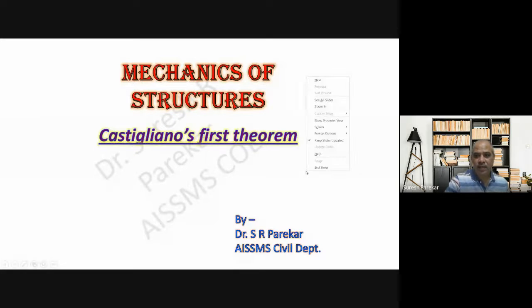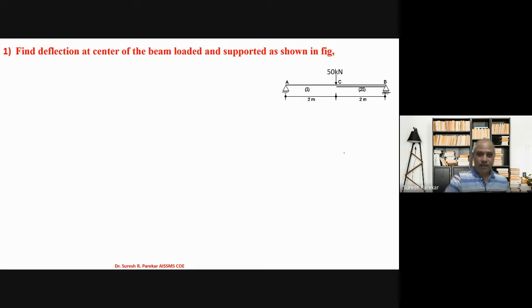Good evening. Today we are going to see exercise 2 of Castigliano's first theorem, which is related with slope and deflection. We have the first problem: find deflection at center of the beam loaded and supported as shown in figure.